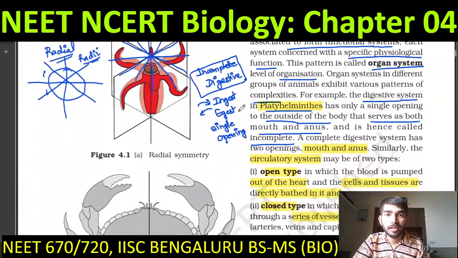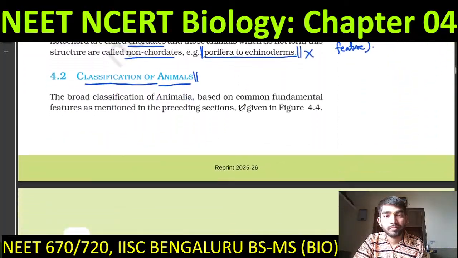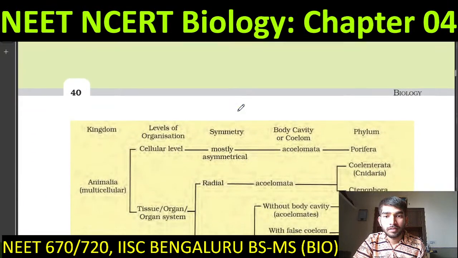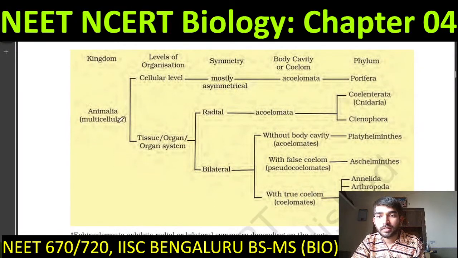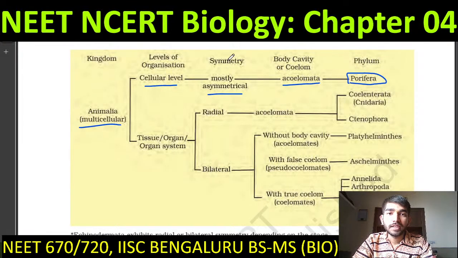So that was it from this section. Now let's move to the next section. Here is the tree, kind of a flow chart, given for the classification of the animal kingdom. Cellular level of organization is only seen in Porifera, and they're mostly asymmetrical, acoelomate, because they don't have any symmetry and tissue level of organization. They are bound to have absence of coelom, so that's why they are acoelomate.